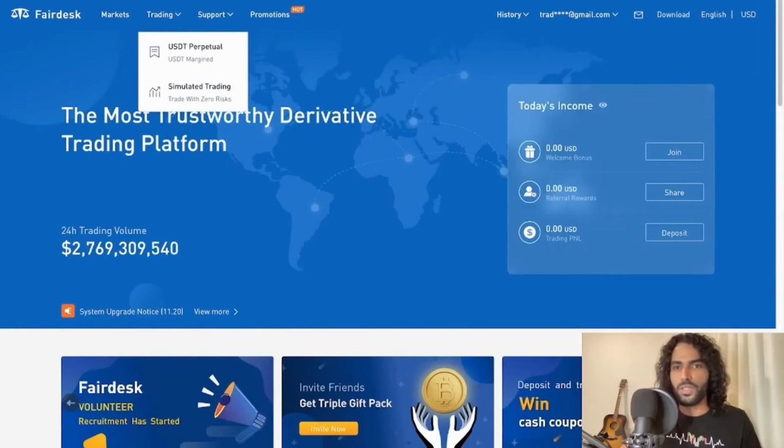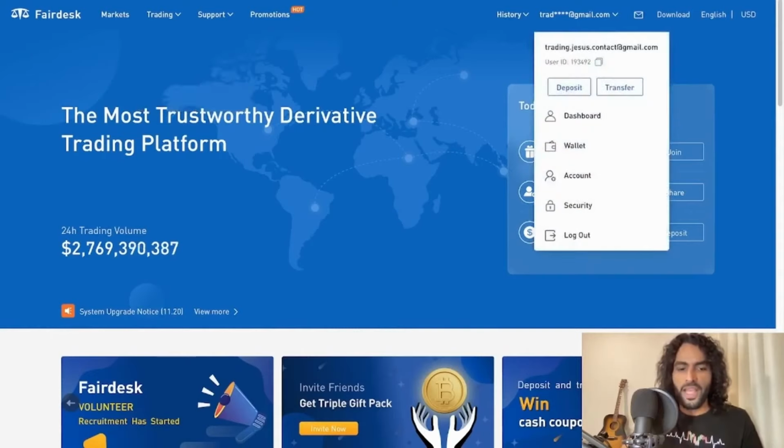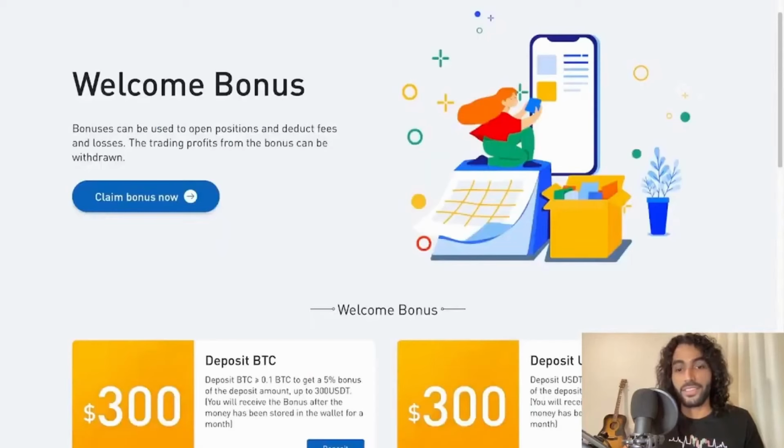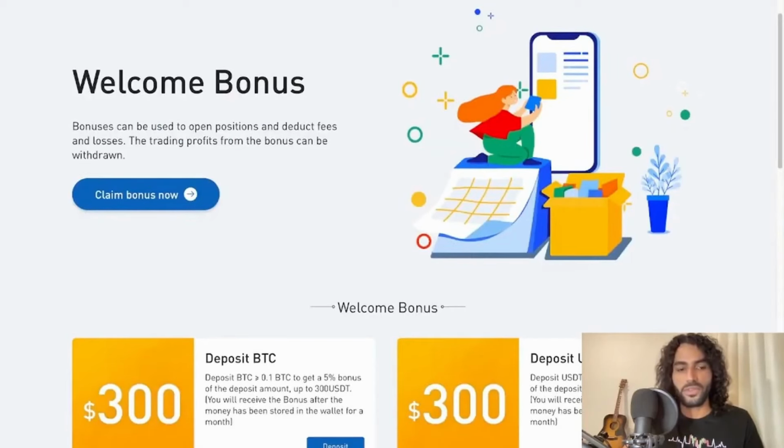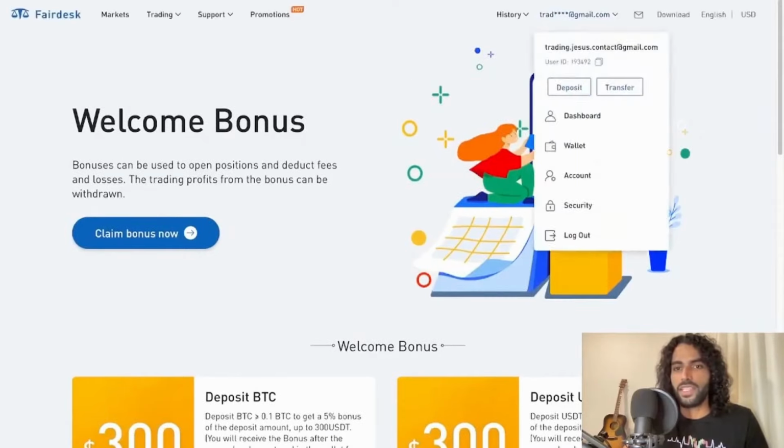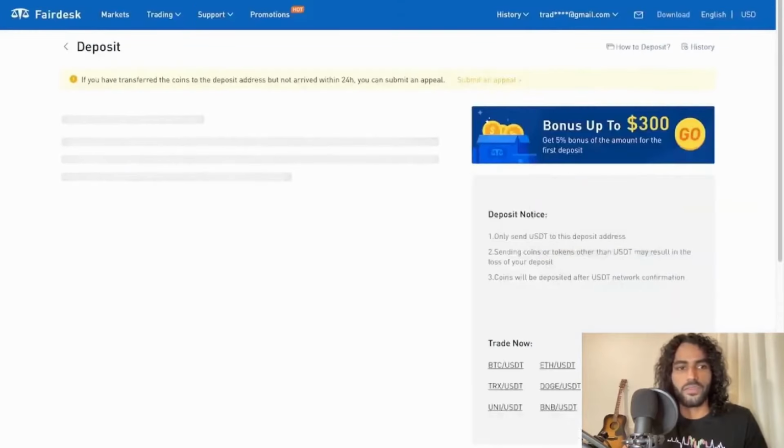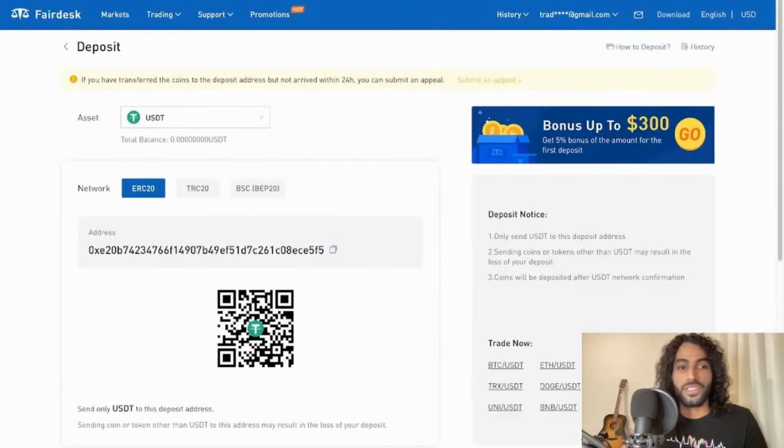So here we could first discuss the 300 bonus, as we can get a 100 bonus after you deposit, of course, either BTC or USD Tether or Ethereum. And we're gonna discuss this right now. Here you could actually deposit USD Tether.